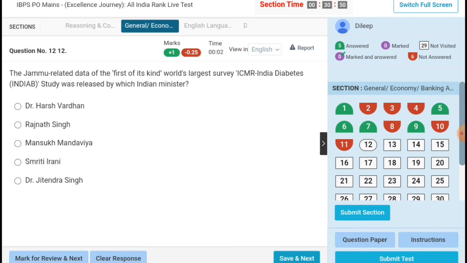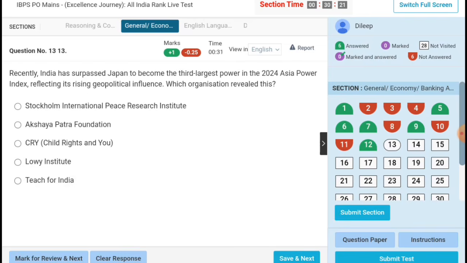India Diabetes data is released by the... I think Jitendra Singh. The world's largest survey of its kind, the ICMR India Diabetes study, was released by which Indian ministry? I think Jitendra Singh, Ministry of Science and Technology.